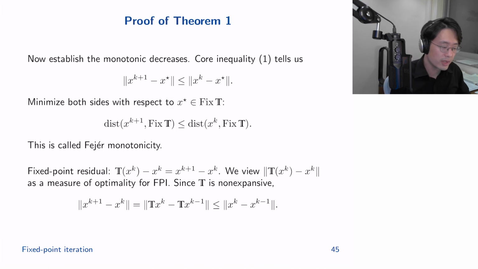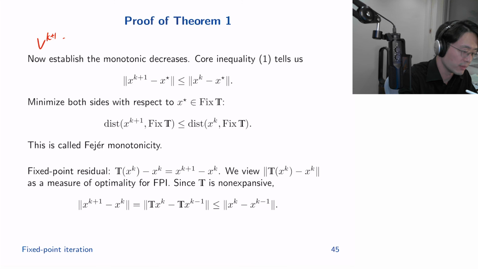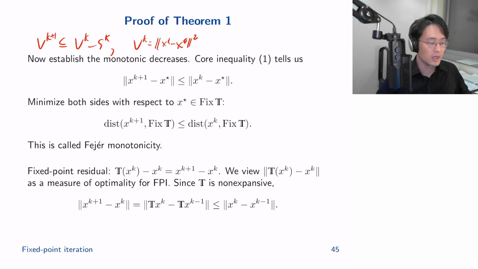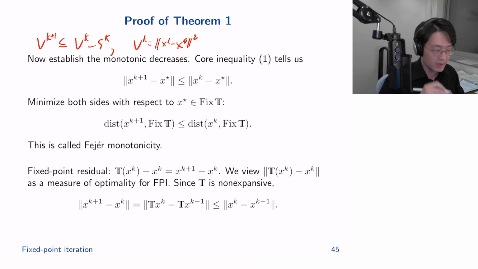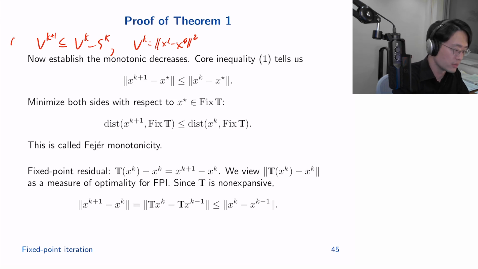All right. So to rewrite the core inequality: vk plus 1 is less than or equal to vk minus sk, where vk is the norm of xk minus x star. Now let's establish the claims. The statement of Theorem 1 had several claims. Let's prove the claim regarding the monotonic decrease. This core inequality, which is inequality number 1 written in this alternate form, establishes that the vk's are non-increasing. So indeed, the vk's are non-increasing.